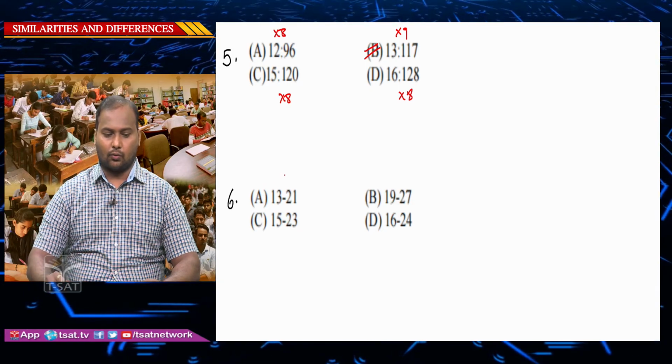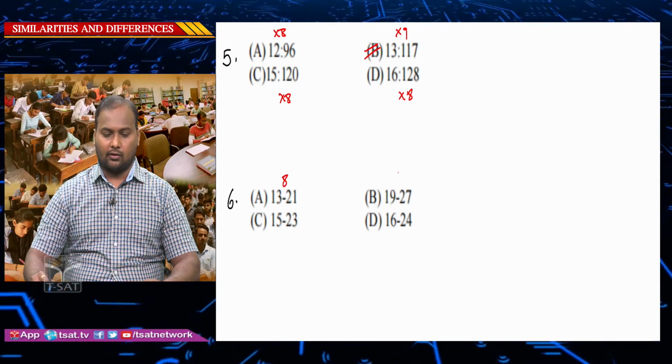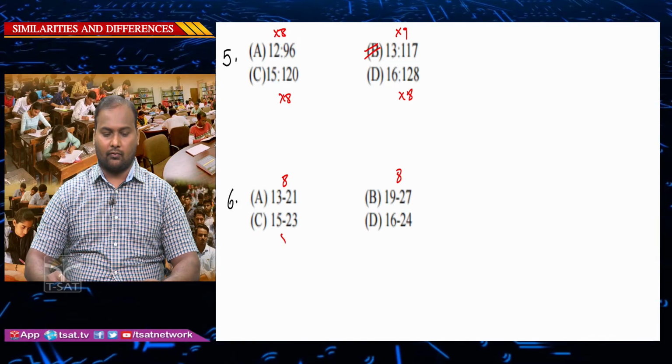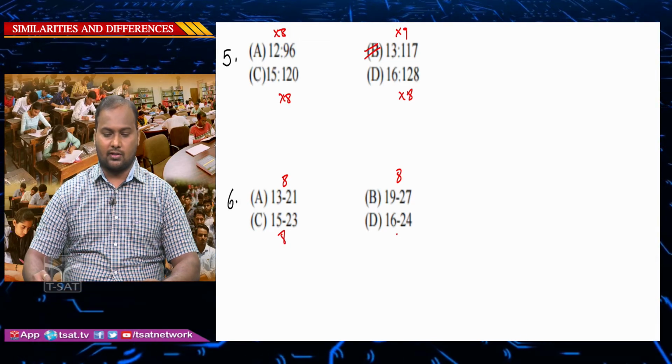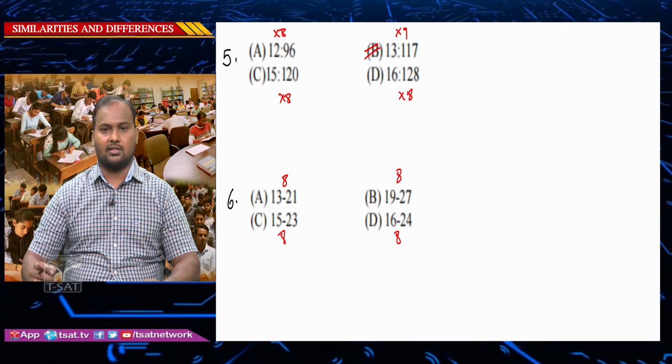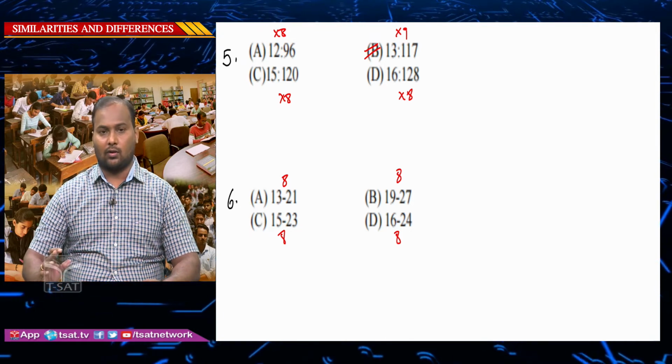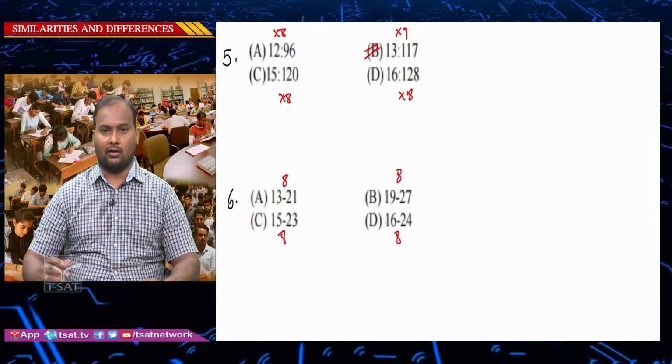For example, 13 to 21, what is the difference? 8. 19 to 27, the difference is 8. 15 to 23, the difference is 8. 16 to 24, the difference is also 8. Everything is similar. There is no different one. But what is the logic here? We need to find out the different one.